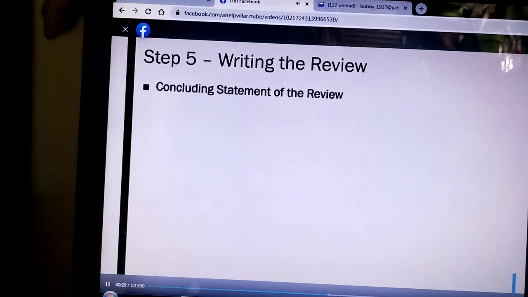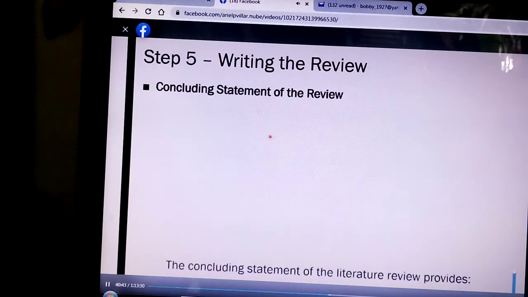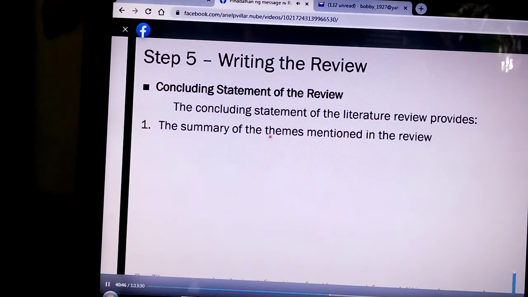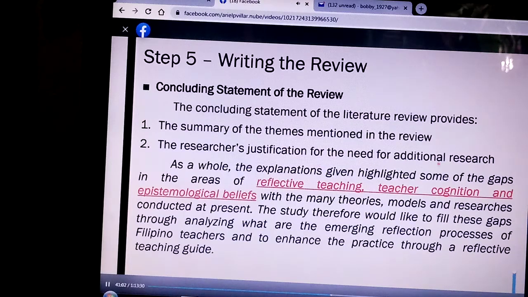Okay, next one. So, concluding statements of the review. Once that you have written already all of your review of related literature and related studies at tapos na kayo, this will be our last paragraph. Kung meron tayong introductory paragraph, meron tayong concluding paragraph. Ito po yung concluding paragraph natin. Okay? So, the concluding statement of literature provides the summary of the themes mentioned in the review and then justification for the need for additional research.